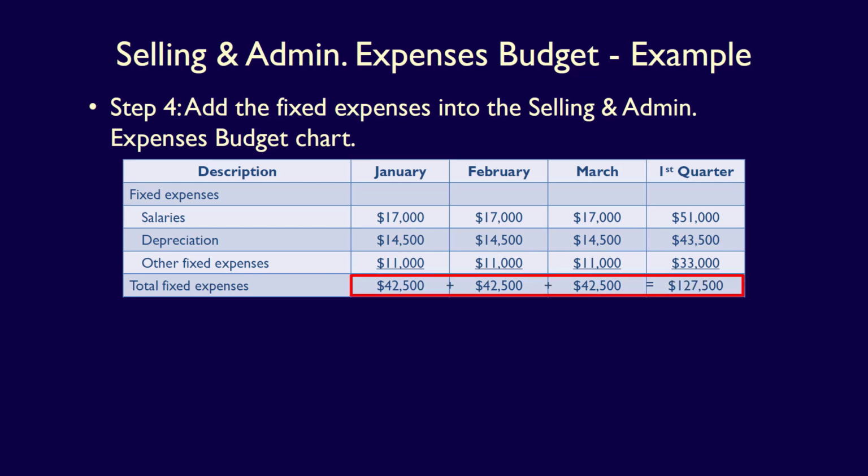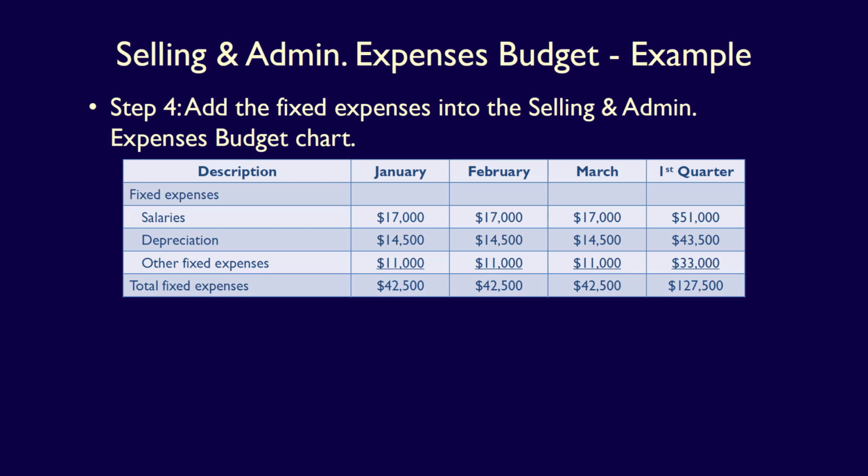The total for the quarter can be calculated in two ways, either as a summation of all of the totals in the columns, $42,500 plus $42,500 plus $42,500 is equal to $127,500. Or we can take the total of the first quarter column, $51,000 plus $43,500 plus $33,000 is equal to the same total, $127,500. That's it for the fixed expenses for the selling and admin expenses budget.